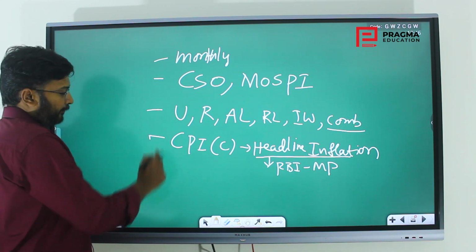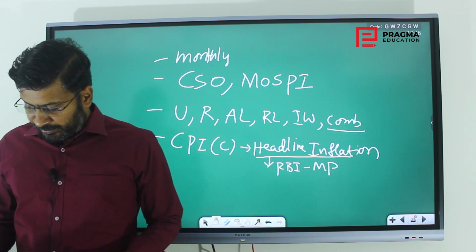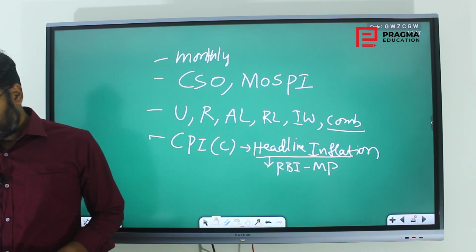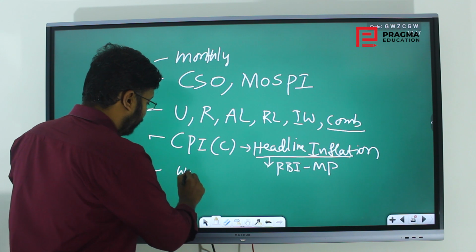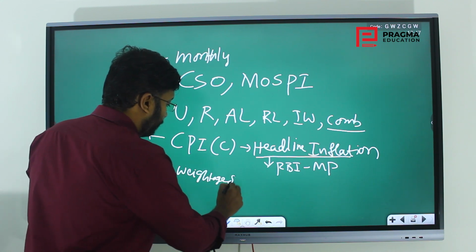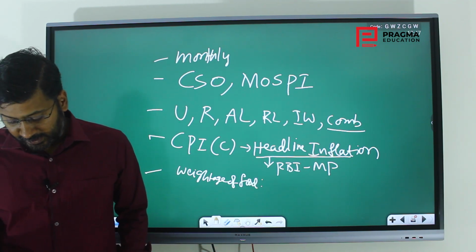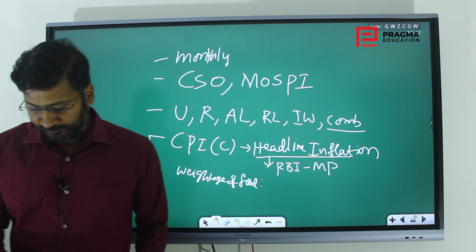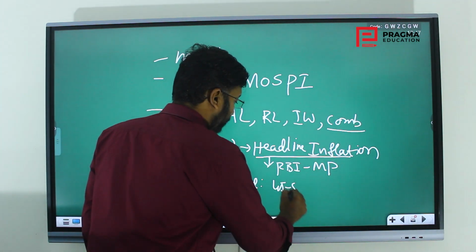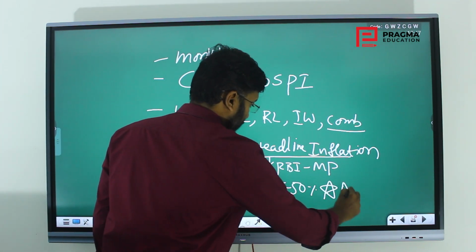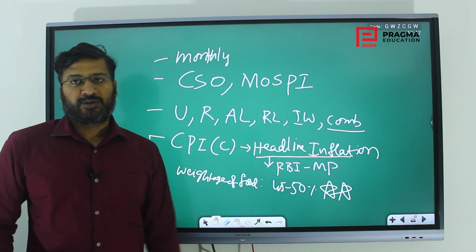That is CPI combined. Next, any other facts related to CPI? There used to be a consumer food price index also released, the consumer food price index. And what is the weightage of food in CPI? The weightage of food and food articles is greater than, it is almost 45 to 50%. This is very important. So in the CPI, the weightage of food and food articles is 45 to 50%.